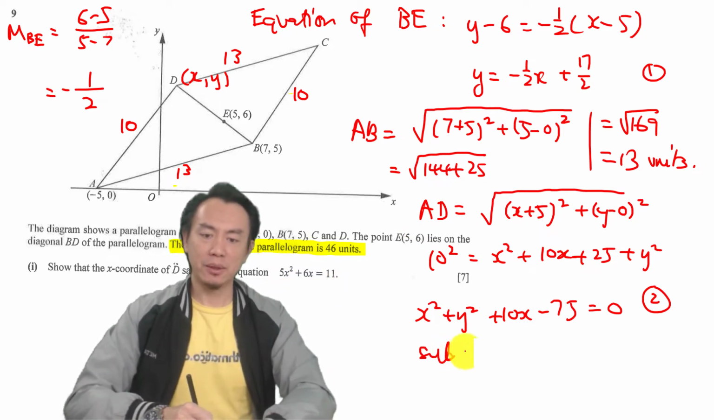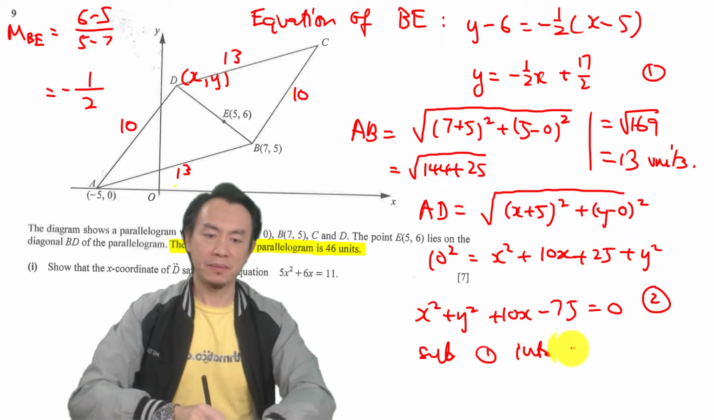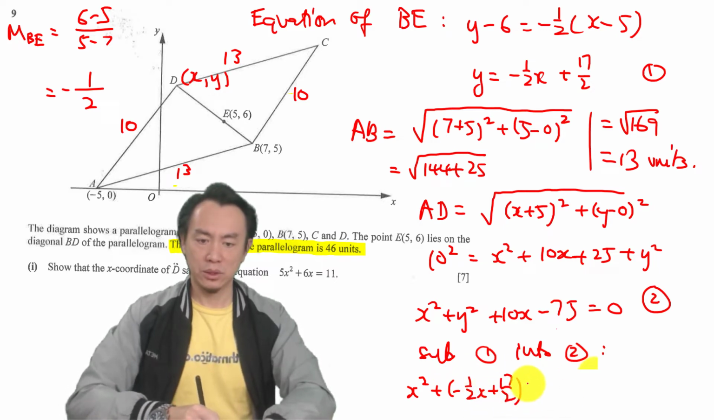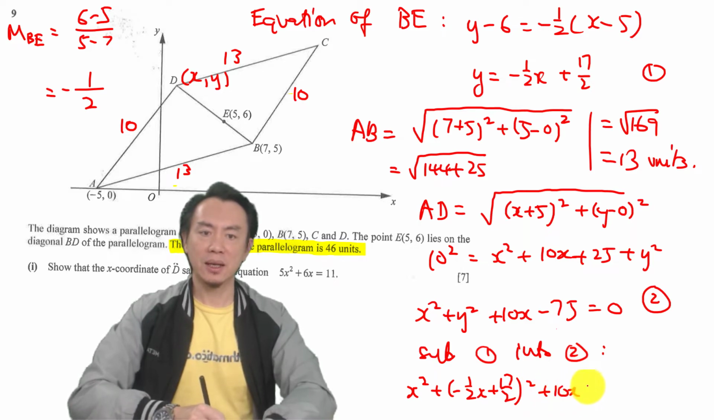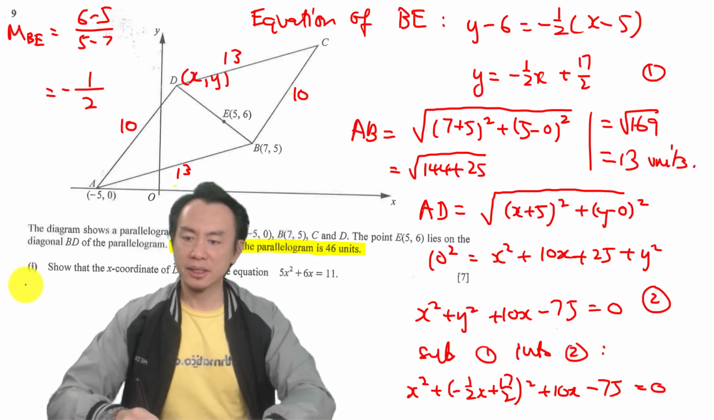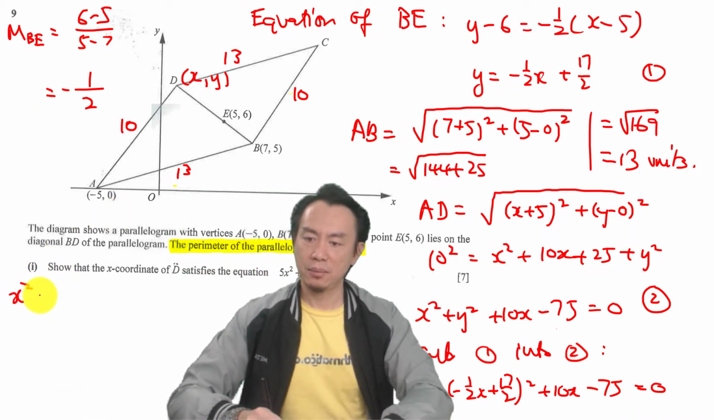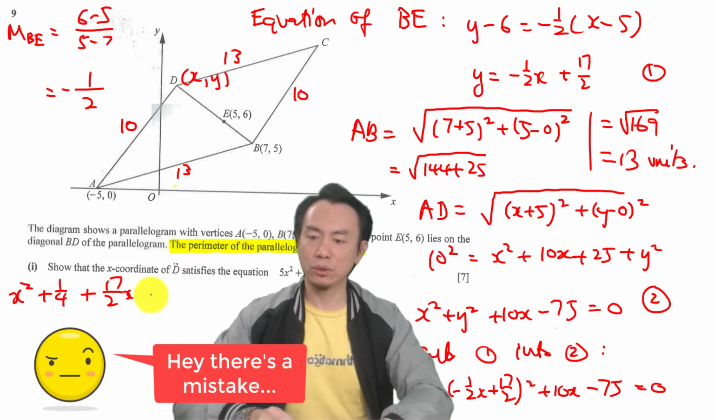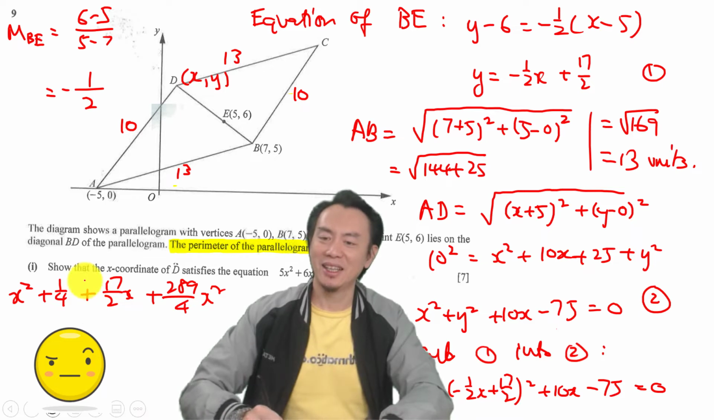So I write here, sub equation 1 into 2: x squared plus negative half x plus 17 over 2 squared plus 10x minus 75 is equals to 0. Expand this, we have x squared plus 1/4 plus 17 over 2x. I'm going to square the 17 over 2. 17 squared is 289. 2 squared is 4, and then we have x squared. Wait, what? Oh, sorry. The x squared is supposed to be here.